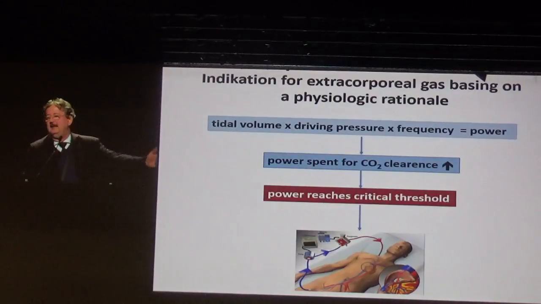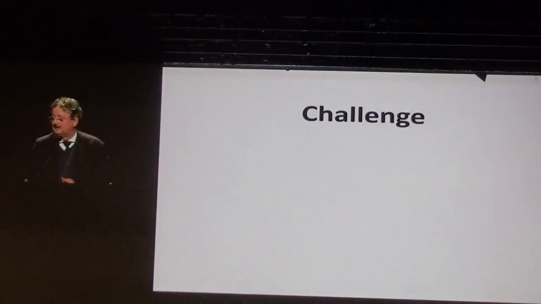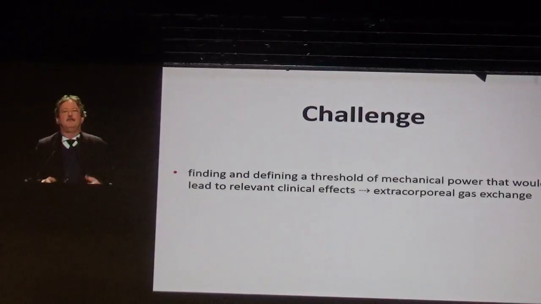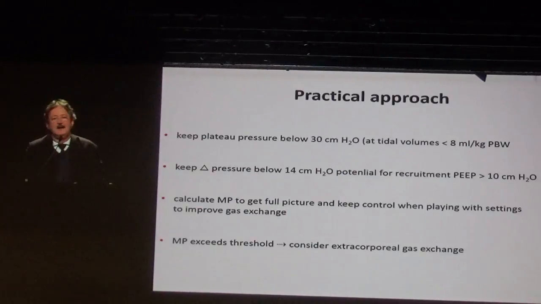So an idea could be tidal volume, driving pressure, and the power that is applied. And we apply this power for CO2 clearance, not for oxygenation, to move the lungs. That's why we apply this power. And if this would reach a definable critical threshold, this would be a clear indication with a good physiological rationale to apply extracorporeal gas exchange support. So the challenge will be for future research, finding and defining a threshold of mechanical power that would lead to relevant clinical effects. And this would be the indication for extracorporeal gas exchange.